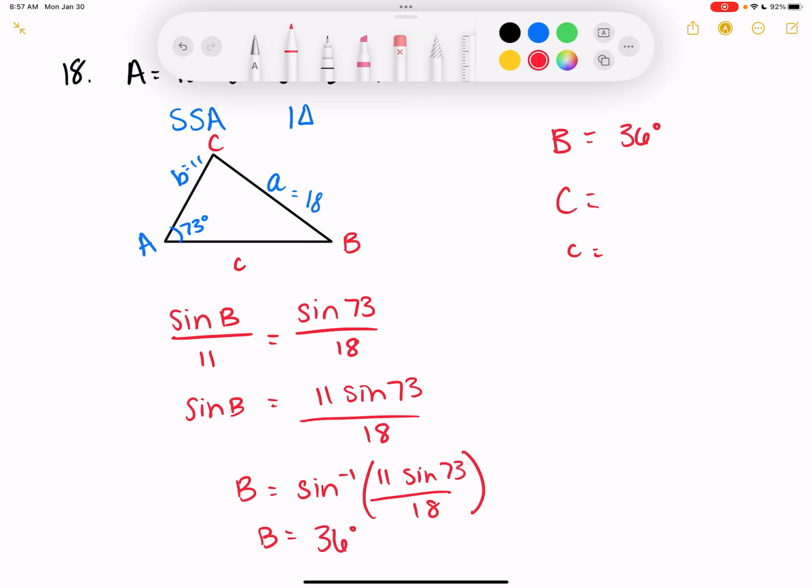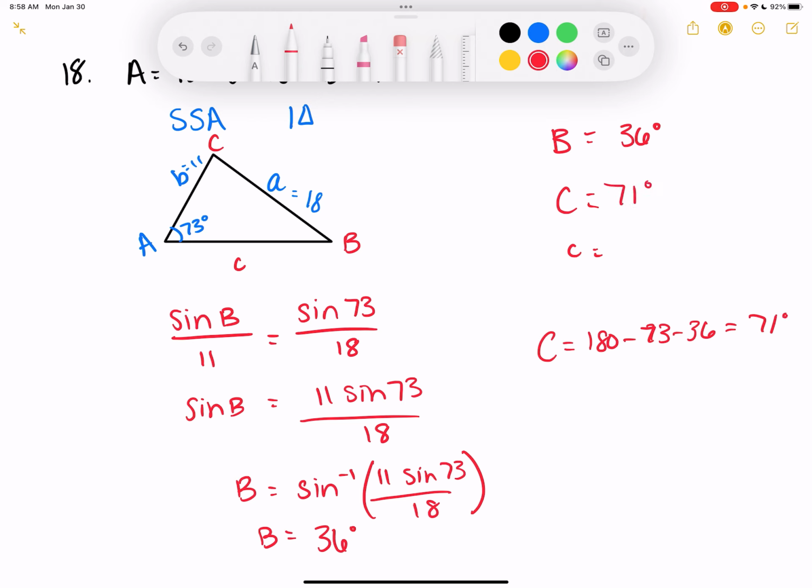So then how would I go about finding angle C? 180 minus 73 minus 36. And then that gives you what? 71.